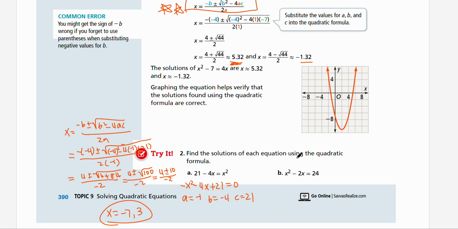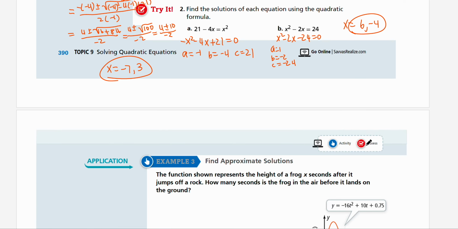Part B, do the same thing. X squared minus 2x minus 24 is equal to 0. So A is 1, B is negative 2, C is negative 24. Plug it into the quadratic formula. You should get x is equal to 6 comma negative 4. Okay, so check your answers. Let's move on to the next example.